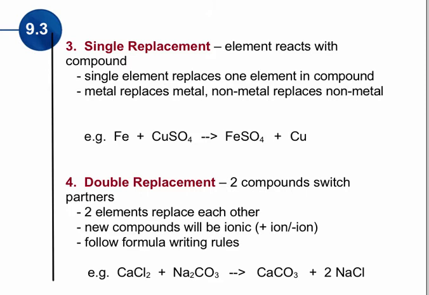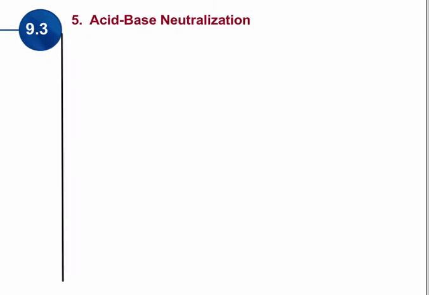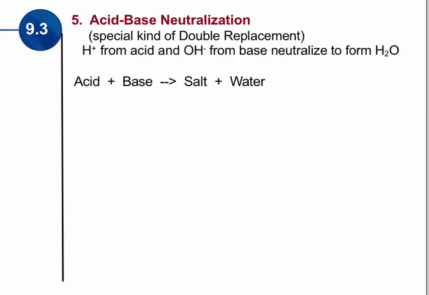Well, let's look at the next one, an acid-base neutralization. We've already talked about acids and bases. What we want to recognize is this is really just a special kind of a double replacement. Special because we're dealing with acids and bases. And remember, when we started dealing with acids and bases, we were talking about H plus and OH. So our acid will always have an H plus and an OH from the base. So together, they are going to neutralize, and they're always going to form H2O, water. That's what makes it that special kind of reaction.